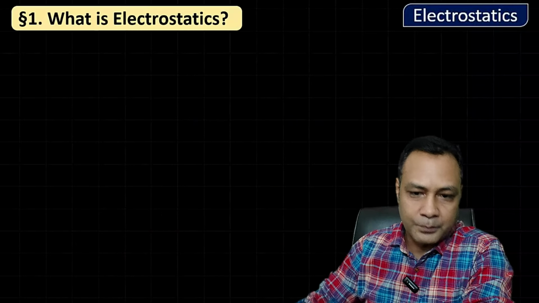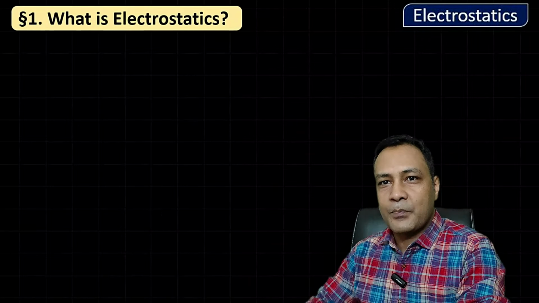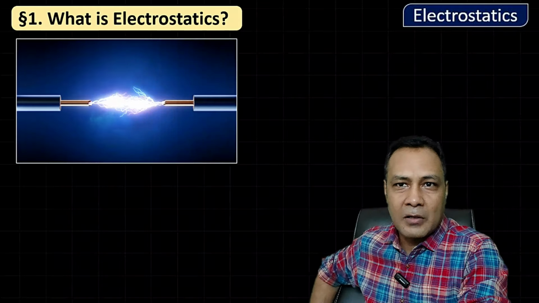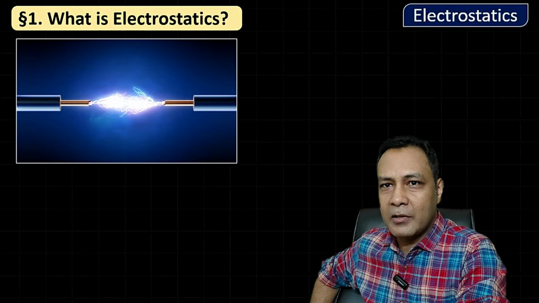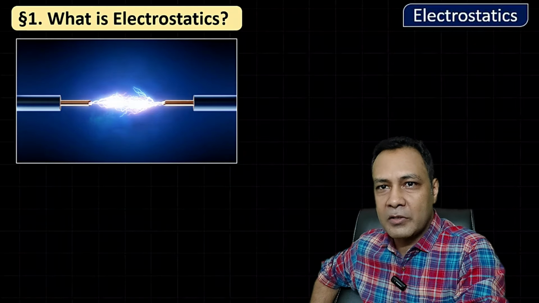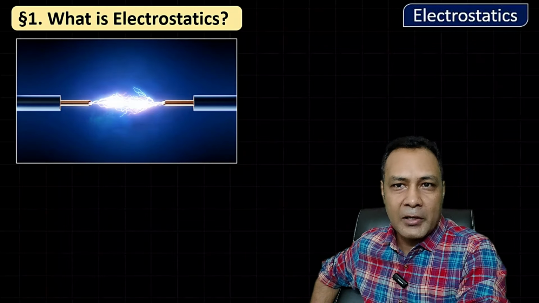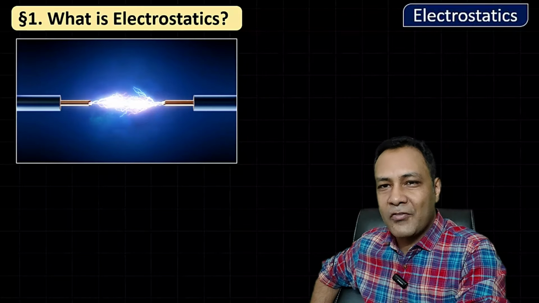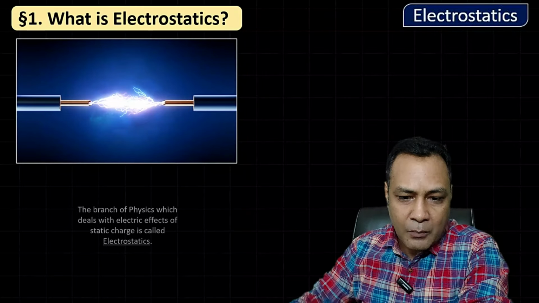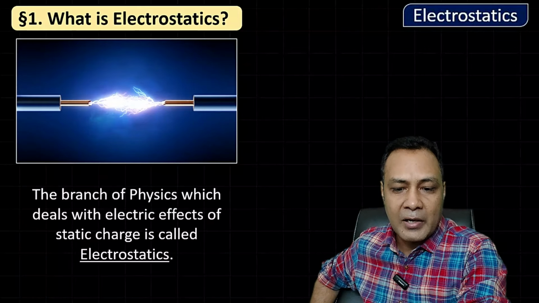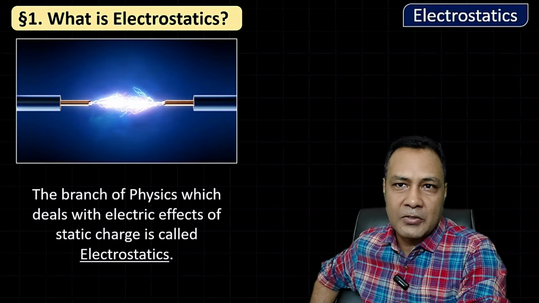Very good chapter, electrostatics. So what is electrostatics? The word electrostatics comes from two things: electro and static. Electro means something related to charge, and static is obviously at rest. So in electrostatics, we study the effects of a static charge. It is a branch of physics that deals with the electric effects of static charge, right?